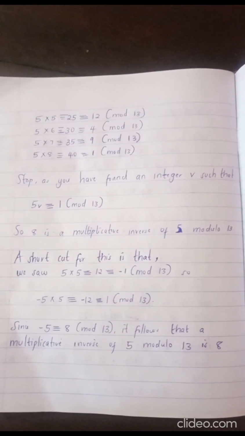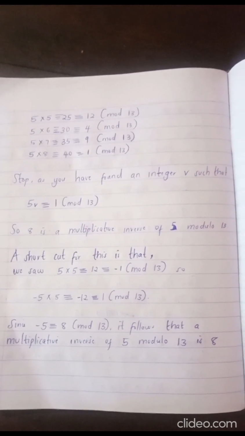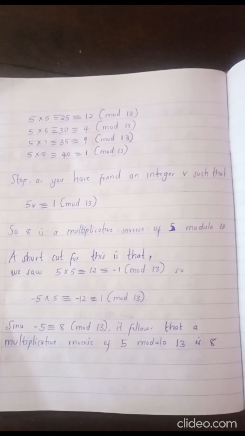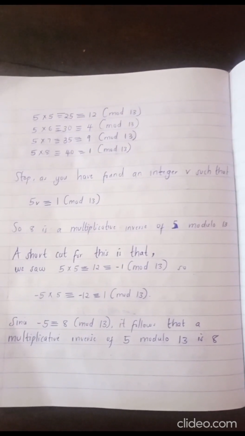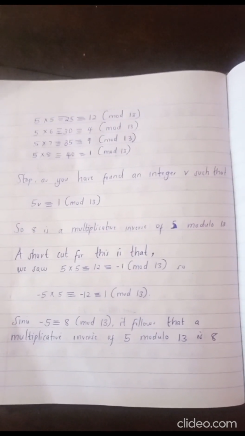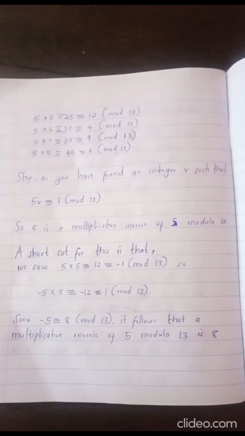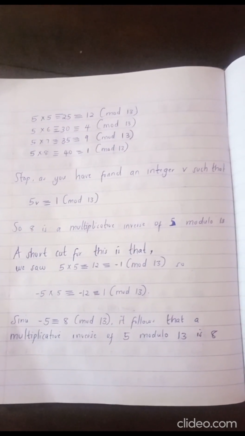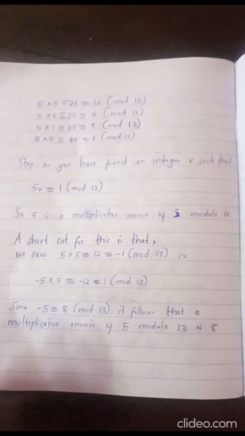A shortcut for this is that we saw that 5 times 5 is congruent to 12, congruent to negative 1 mod 13. So negative 5 times 5 is congruent to negative 12, congruent to 1 modulo 13. Since negative 5 is congruent to 8 modulo 13, it follows that a multiplicative inverse of 5 modulo 13 is 8. This is a shortcut, instead of going times 1, times 2, and so on.